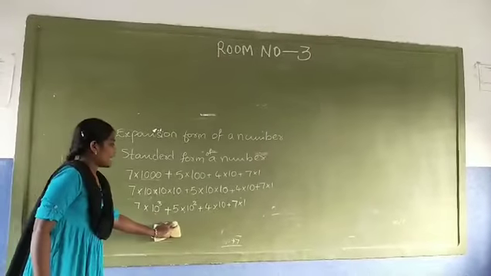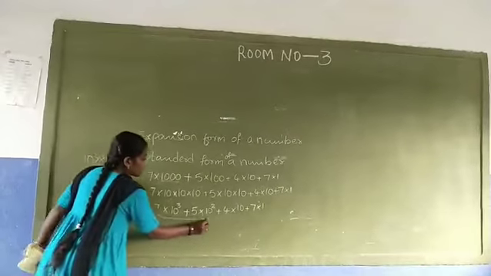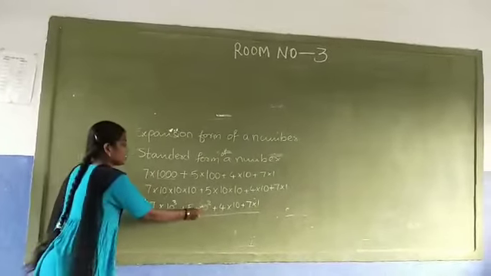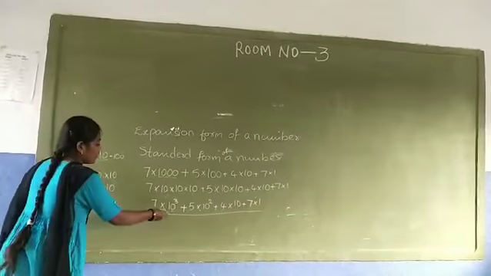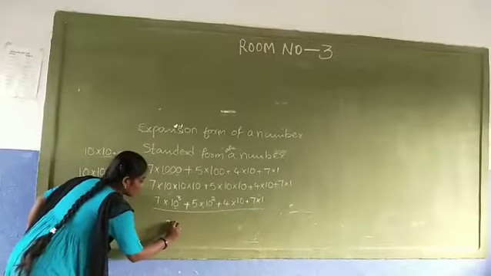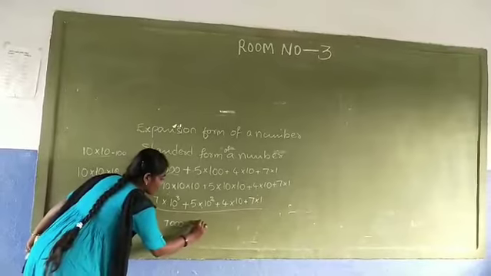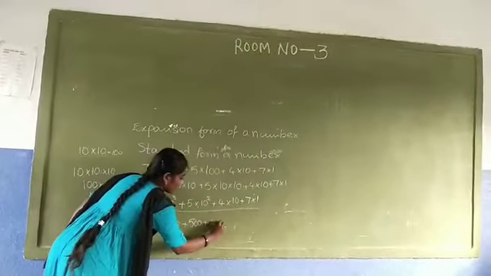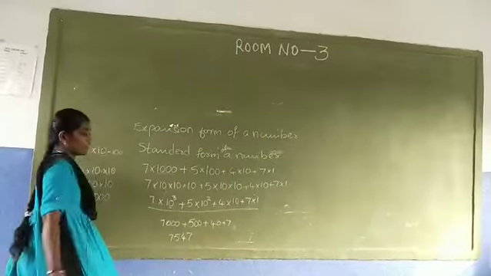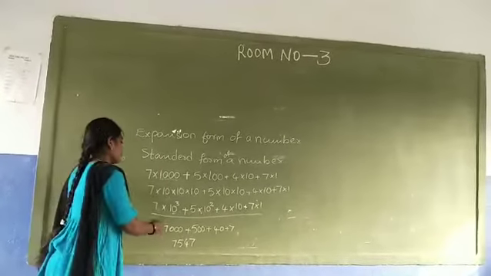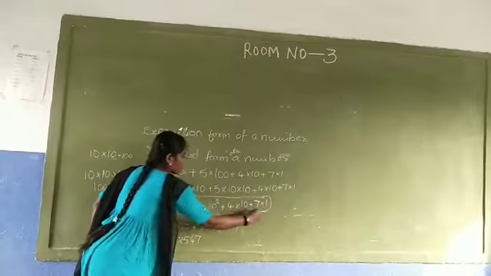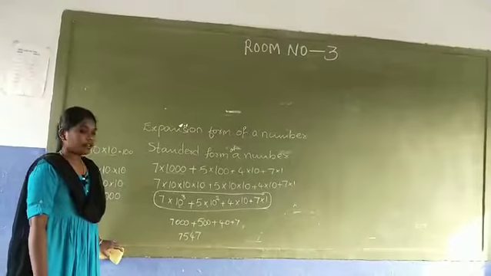In the examination, it is given like this also. Please write the standard form of this number. In that, 10 cube means 1000, 10 square means 100. What is the standard form of this number? 10 cube means 1000, so 7000, then 500, 40 plus 7. Then we get the standard form 7547. So expansion form can be written like this also, in cubes form or in squares form.